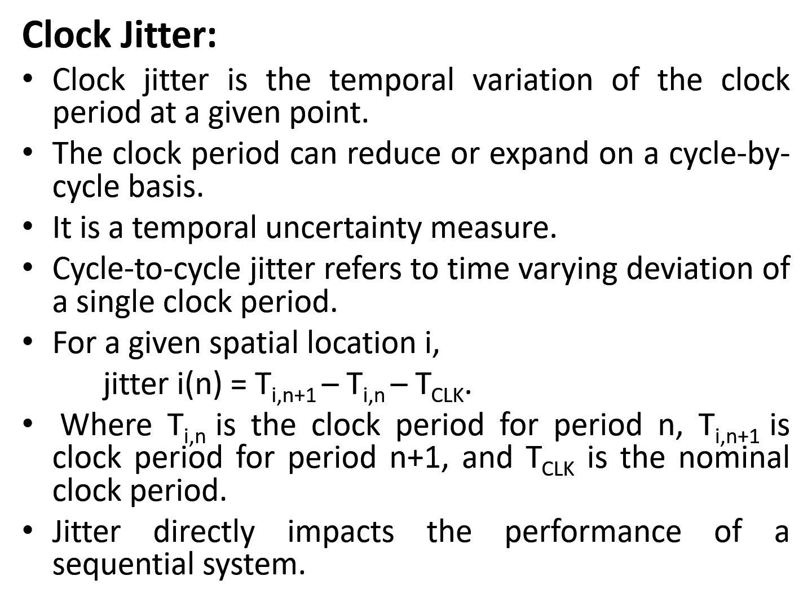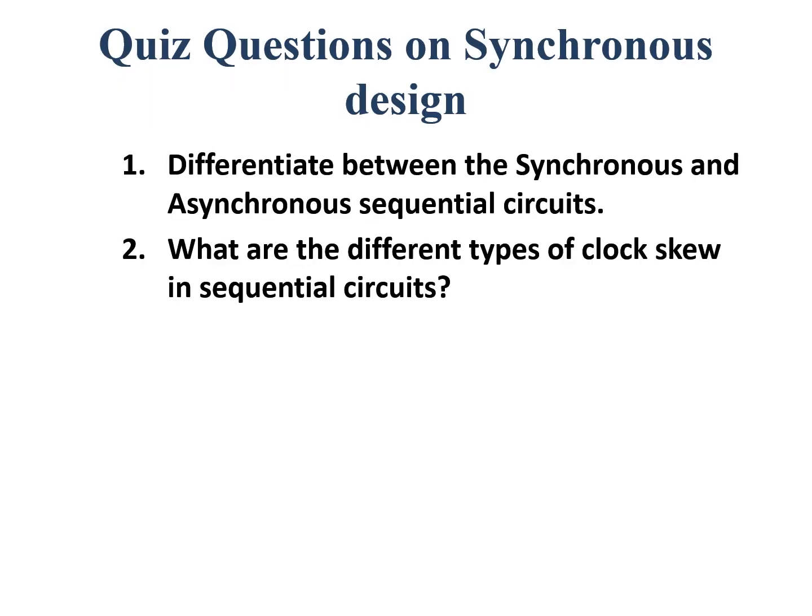For a spatial location i, the jitter is calculated as Ji(n) = Ti(n+1) − Ti(n) − Tclock, where Ti(n) is the clock period for the period n, Ti(n+1) is the clock period for the period n+1, and Tclock is the nominal clock period. Jitter directly impacts the performance of a sequential system.